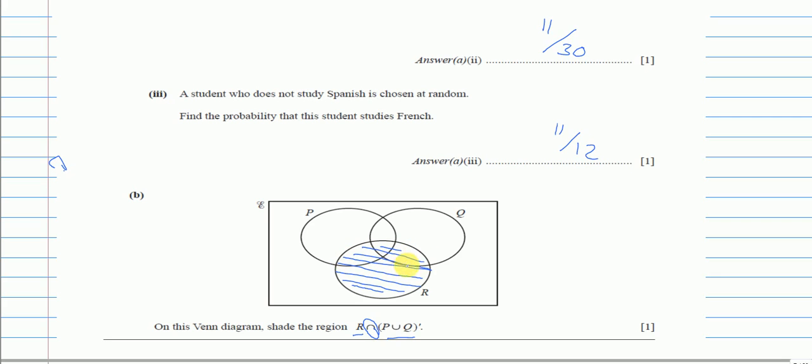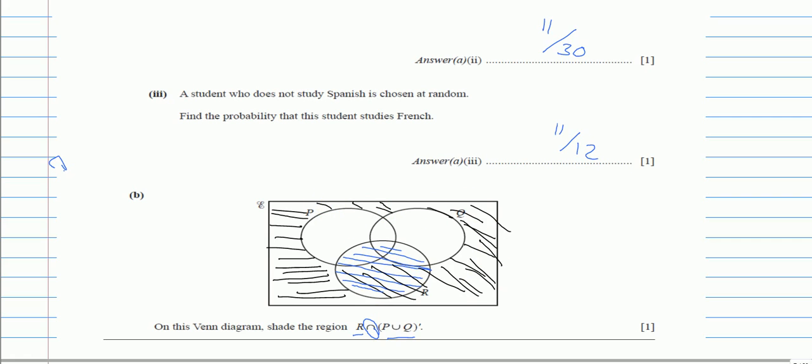And then what about everything except for P union Q? So it will be everything outside P and Q. As long as we are outside P and Q, we are okay. Now this is my everything except for P union Q.